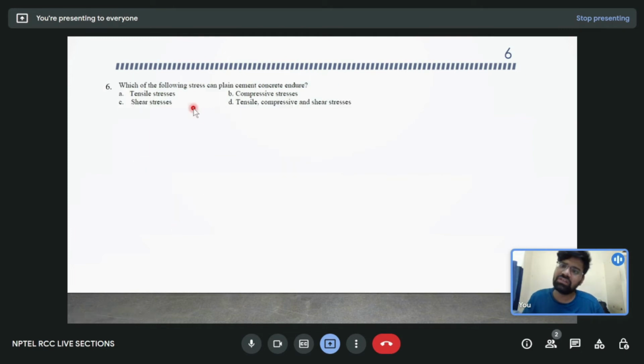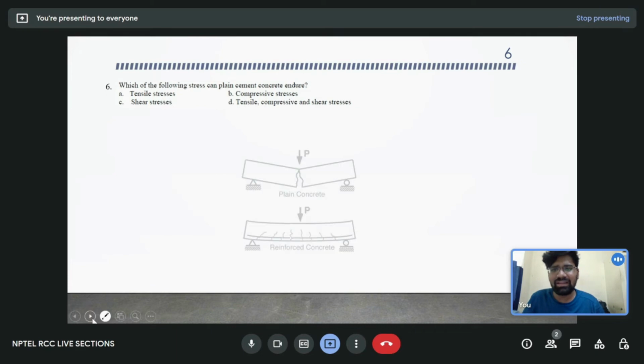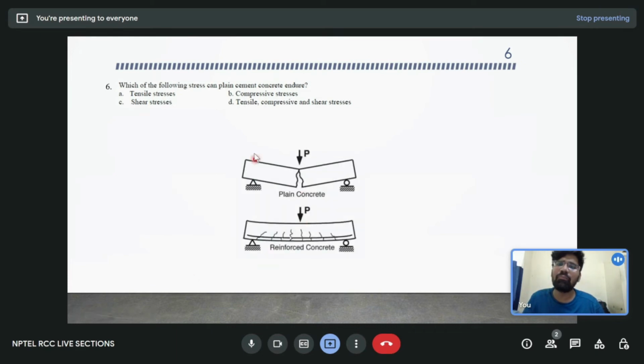Now the sixth question is, which of the following stresses can plain cement concrete endure? Plain cement concrete does not have any reinforcement to take any tension. So the only stress which plain cement concrete can take is basically compressive stress.